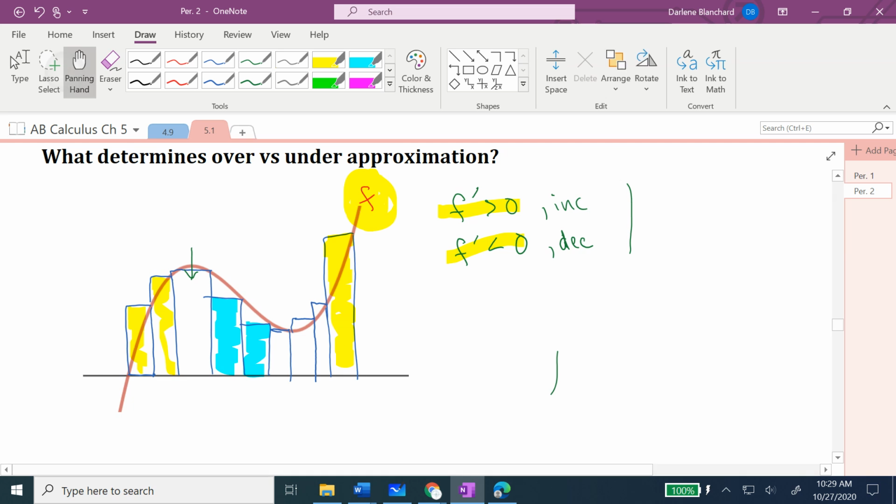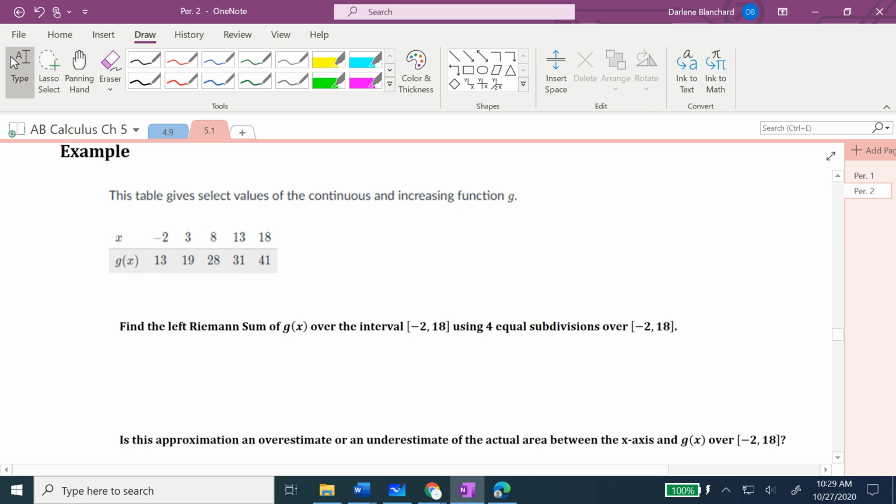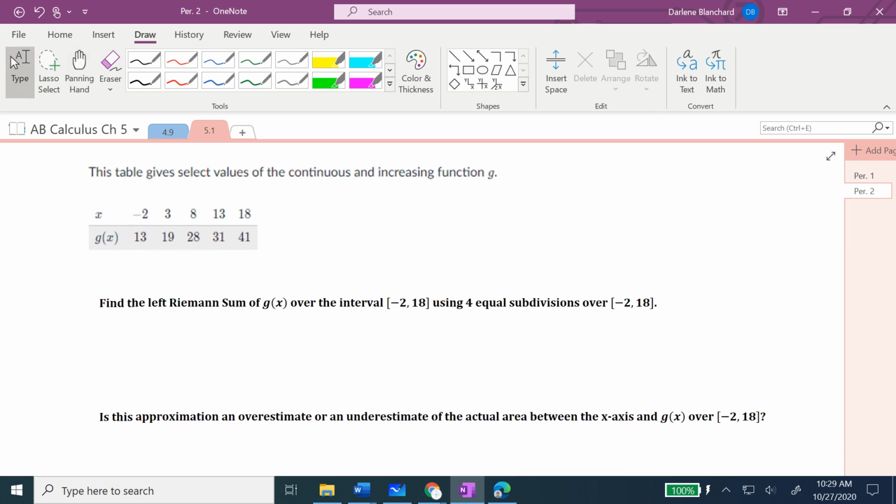And I believe I have an example set up for you. Yes. Okay, so this is an example of what you might see on an AP free response exam. The table gives select values of the continuous and increasing function g. We've got x, we've got g. First, find the left Riemann sum. So everybody's working. Left Riemann sum of g over this interval for equal subdivisions.